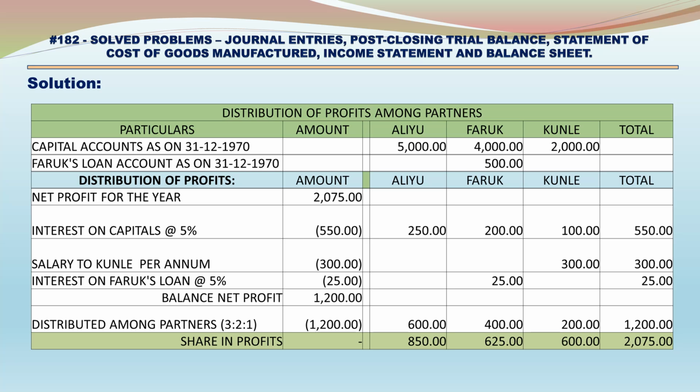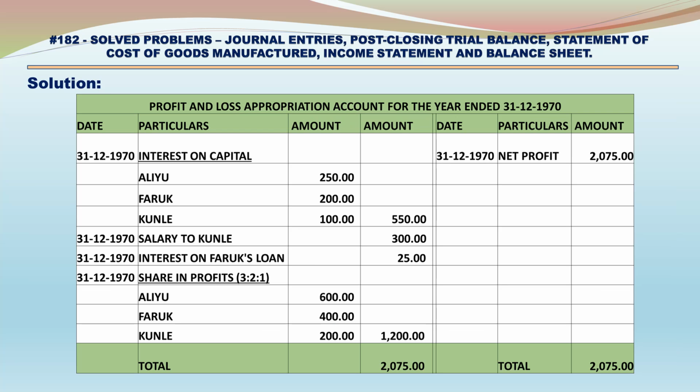Distribution among partners: 1200 in the ratio 3:2:1 among Aliyu, Farooq and Kunle goes 600 to Aliyu, 400 to Farooq, 200 to Kunle. Total profit remaining after salary, interest and interest on loan is 1200. Share in profits: now Aliyu will get 850, Farooq will get 625, Kunle will get 600. Total profits 2075.